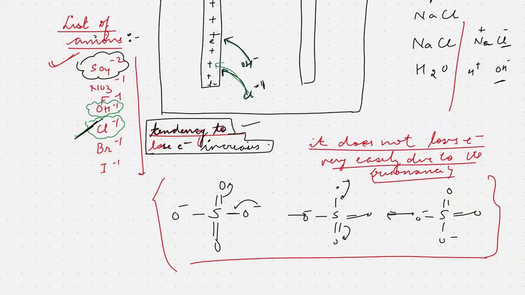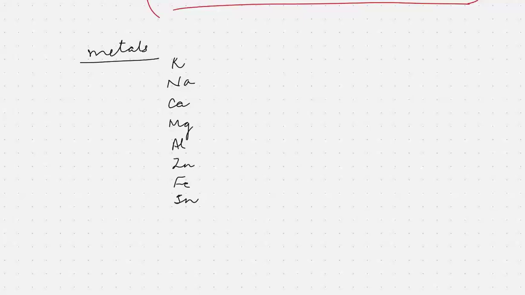Now similarly, we have a series of metals. The series of metals that we have is basically sodium, potassium, calcium, aluminium, Fe, Sn, Cu, Hg, Ag, Au, Pt.